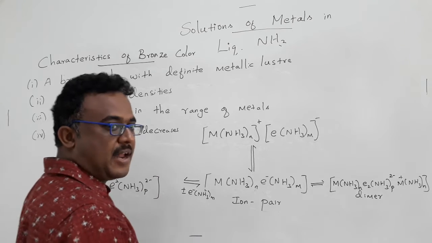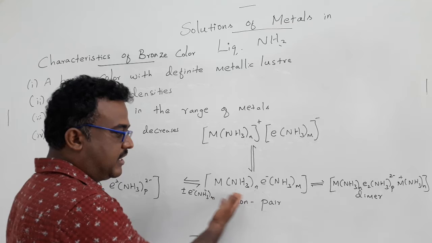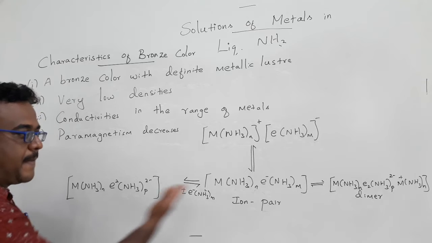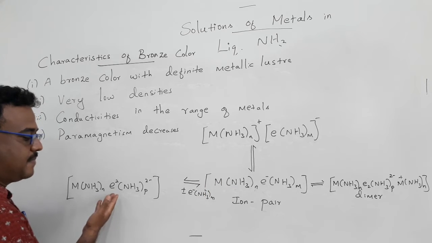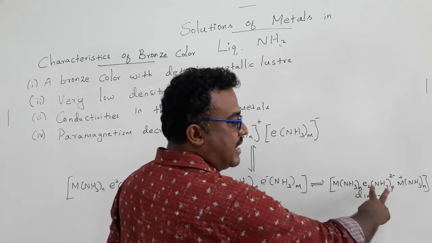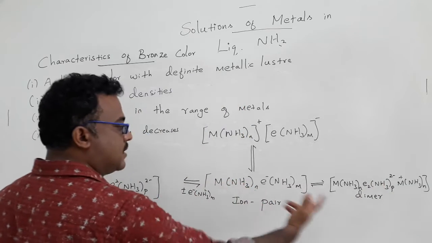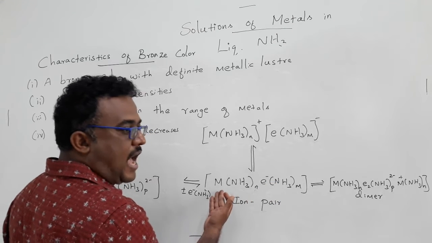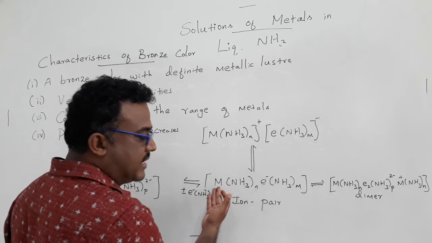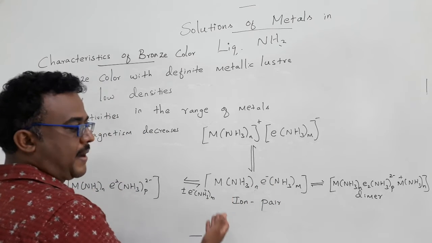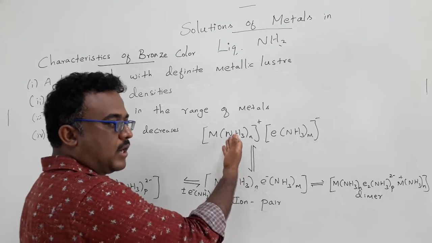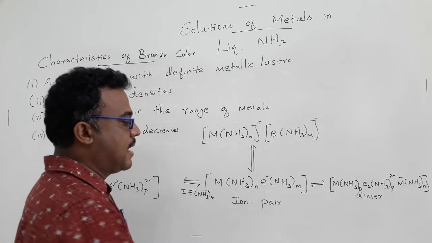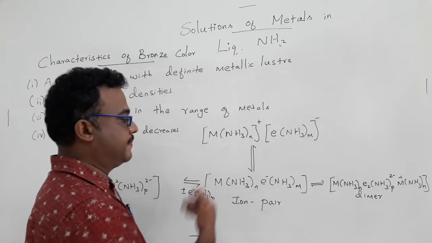Paramagnetism decreases. Why does paramagnetism decrease? The electron pair is associated with metal ions. In this case, the paramagnetism is changing to diamagnetism, because there are two electrons here, and again two electrons here. These will be diamagnetic in nature, and the electrons will be closely associated with the metal. Compared with above, the blue color is highly paramagnetic in nature. When it comes to bronze color, paramagnetism decreases because of the formation of ion pairs.